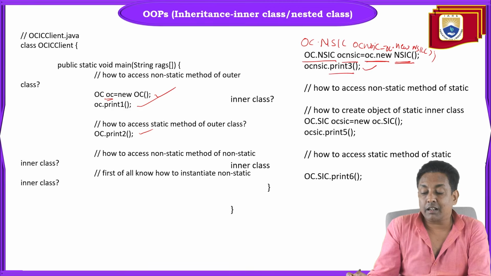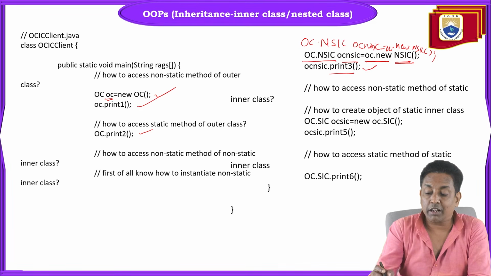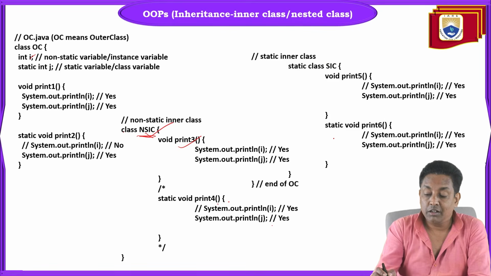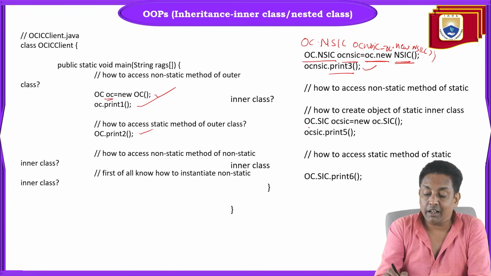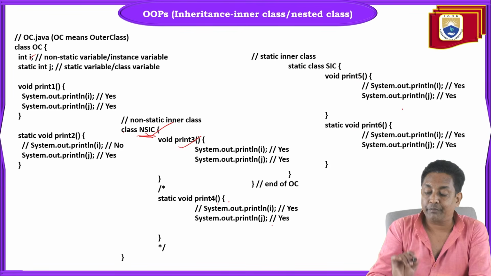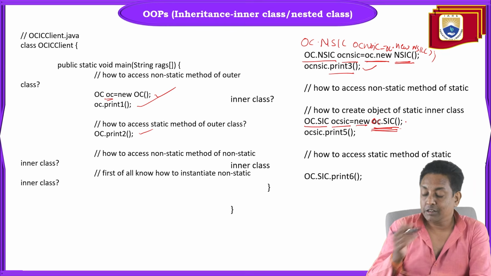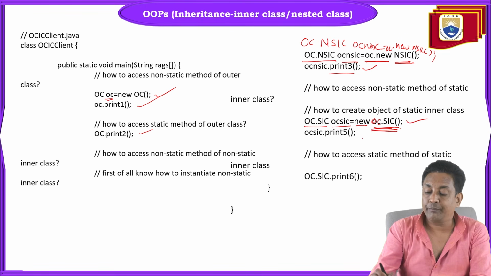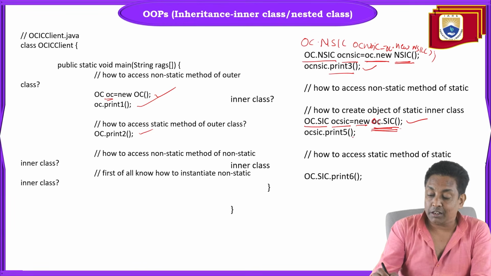How to create a static inner class? To create a static inner class directly: outer class name dot static inner class reference is equal to new outer class dot static inner class. Here you can use the outer class object reference or directly the outer class name also, oc dot sic, because a static inner class is a static member. So oc dot sic. So the static inner class object is created. With that object, the non-static method is called.